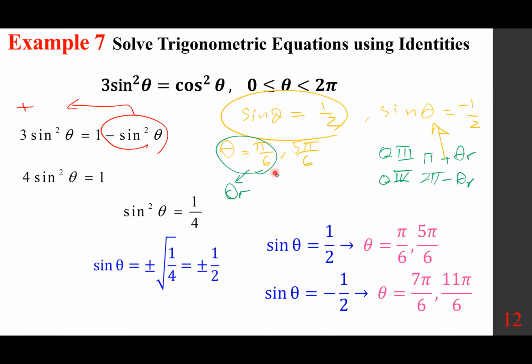It should be pretty clear, everybody. Any questions? All right, so again, because we have the negative 1, we get to have all of them. Pi over 6, 5 pi over 6, 7 pi over 6, 11 pi over 6, all of the above. So it's very straightforward, I hope.